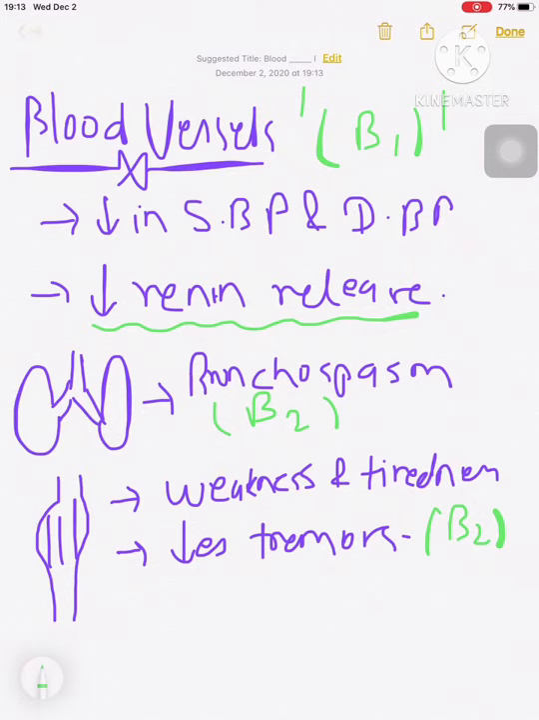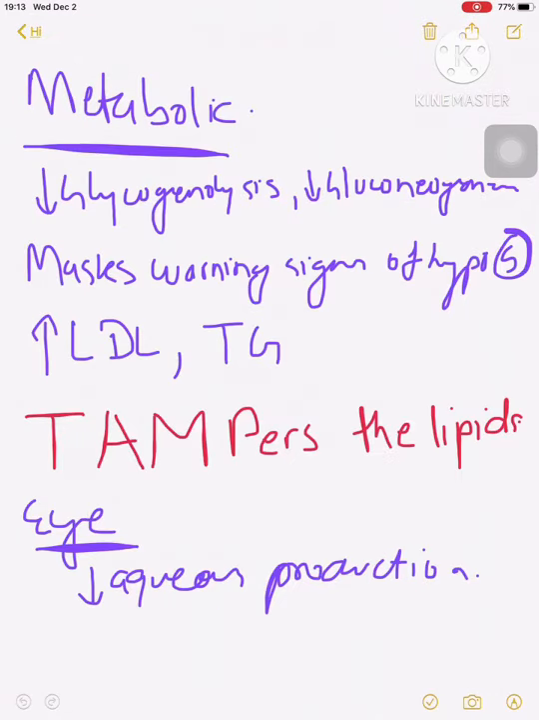Okay, the next is metabolic effects of beta blockers. The metabolic effects of beta blockers are they decrease glycogenolysis and decrease gluconeogenesis. Okay, means the glycogen is not being converted into glucose, and new glucose from sources like protein is not being formed. Next, these drugs, the beta 2 blockers, mainly due to beta 2 action, cause delay recovery from hypoglycemia.